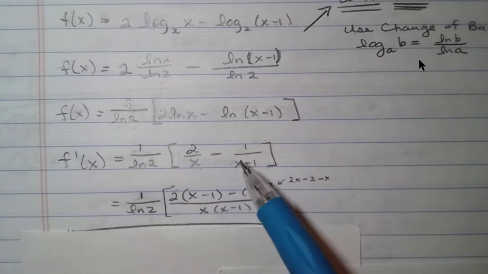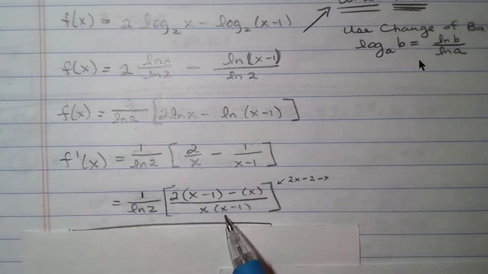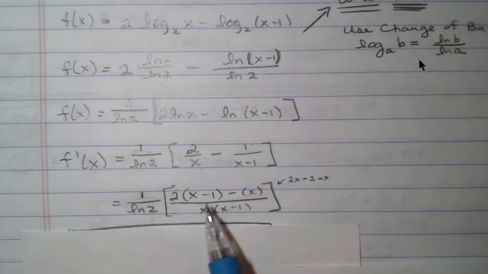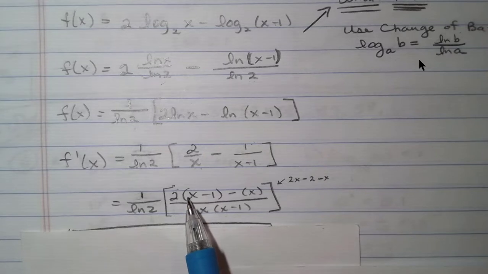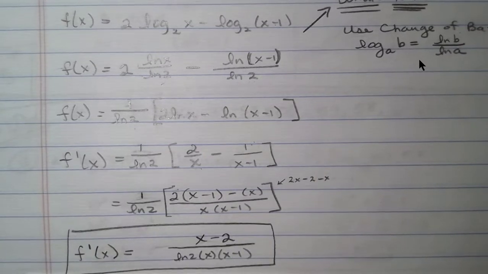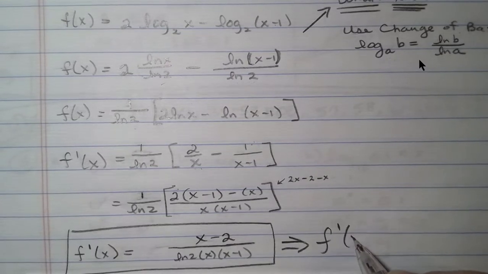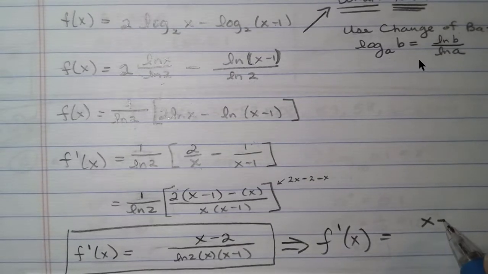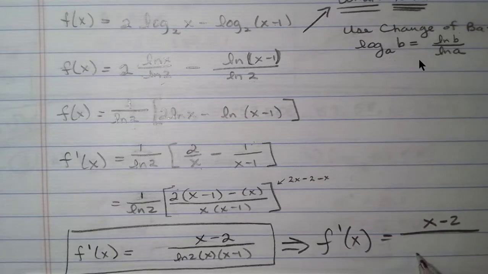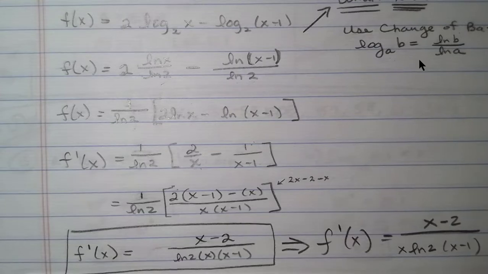We could do a little work here getting our common denominator, this product minus this product over this product. Doing the algebra on top, that's 2x minus 2 minus x, which gives us x minus 2 on top, over natural log of 2 times x minus 1. Maybe a better way to write this is x minus 2 on top and x times ln 2 times x minus 1. I don't know.